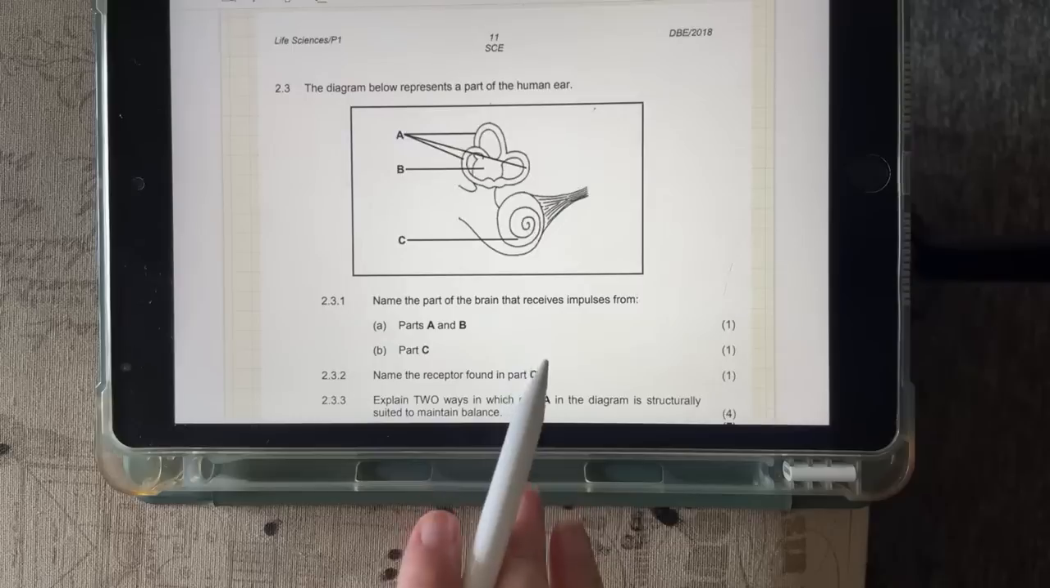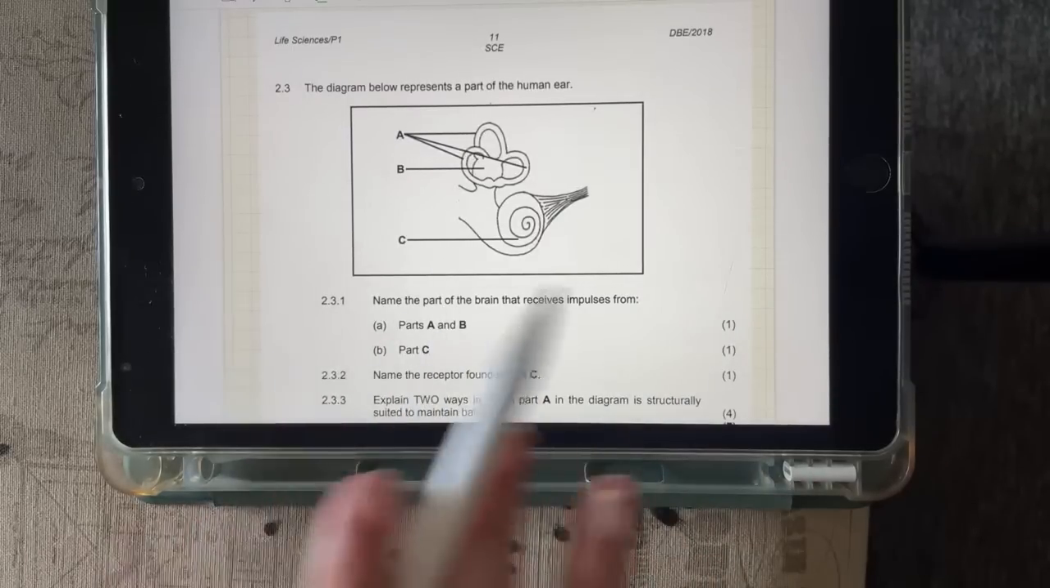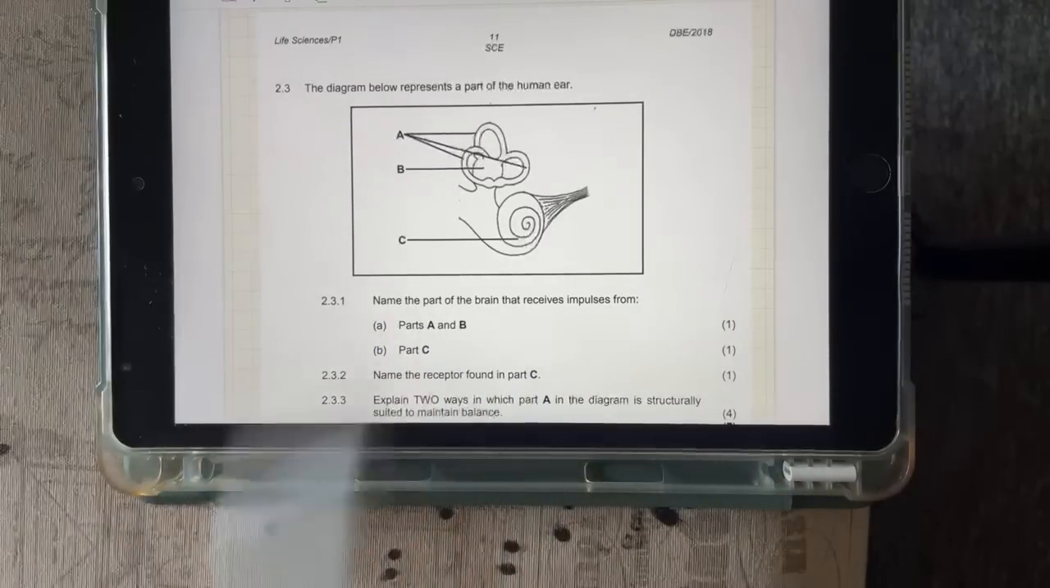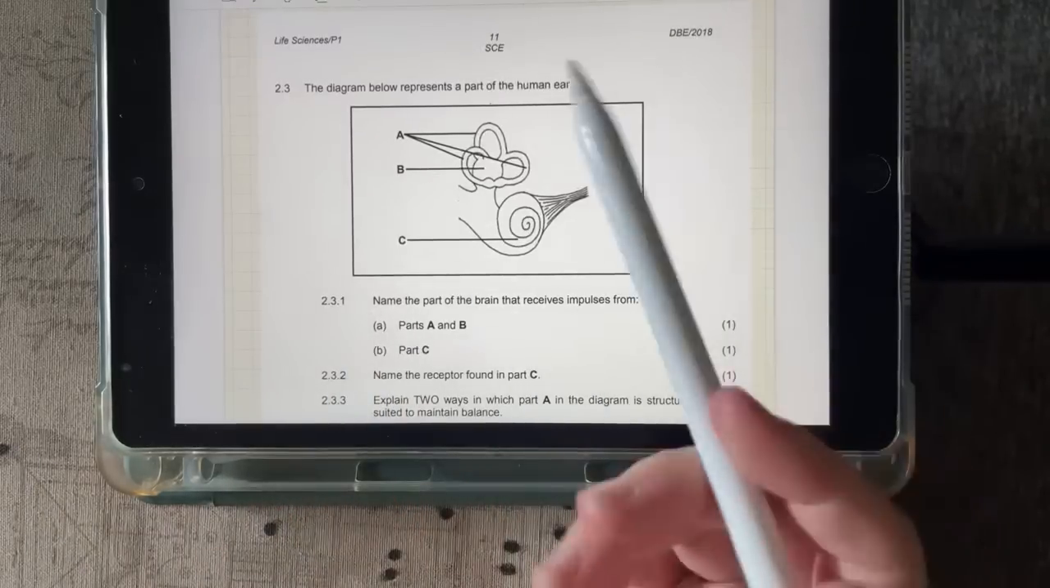But I really like this question. And remember, we'll always have the knowledge to answer all these questions. We just have to think about what have we learned that is linked to what we're going to be asked. Okay, so let's go through the human ear.